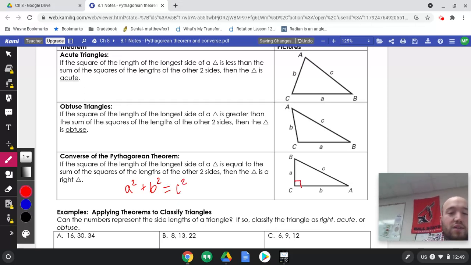Okay, likewise, it says here if the longest side is greater, so what we mean by that, if a squared plus b squared is less than c squared, meaning the longest side, whatever your c is, the longest side. If that's bigger, then it's obtuse. And if it's smaller, then it's acute.